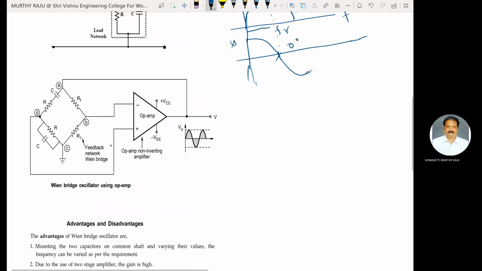RF and R1 are particularly used for gain calculations. This series RC and parallel RC is called the lead lag network. It introduces 0 degrees phase shift. The gain of the op-amp is controlled by using these two resistances, RF and R1.